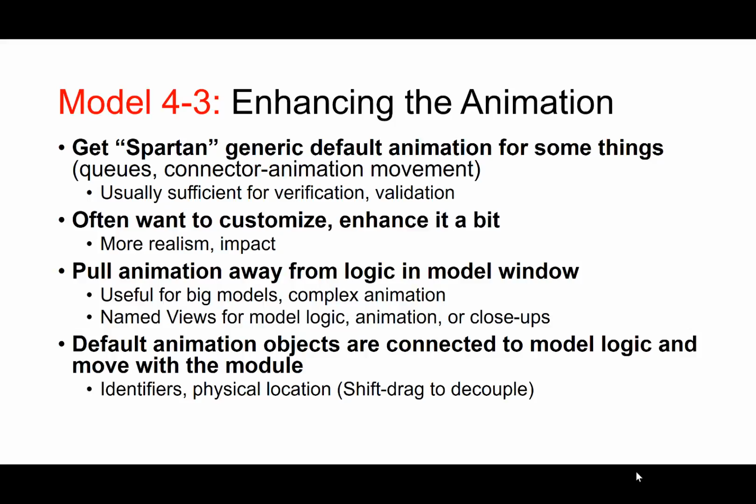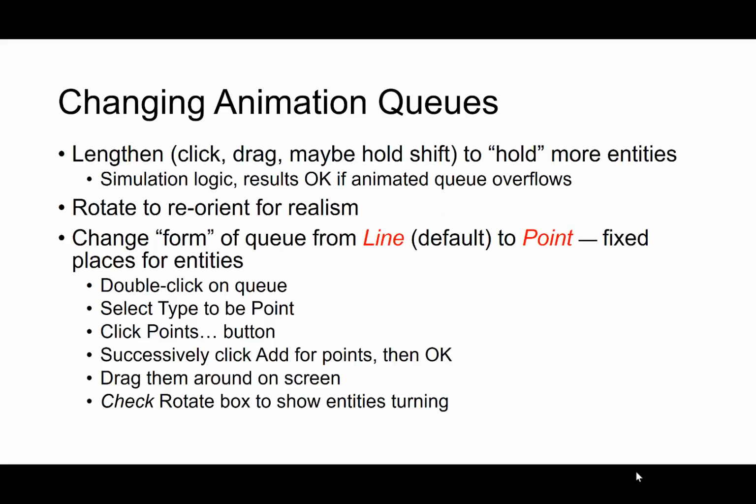And then you can pull animation away from the logic in the model window, particularly used for big models or complex animations. Default animation objects are connected to the model logic and move with the module. So identifiers and physical location you can change by shift and dragging to break those. You can also change animation queues. You can lengthen them by just clicking and dragging them. You can rotate them. You can change the form of the queue from a line to a point based on the type of entities you want. Again, all these may be applicable depending on your model.